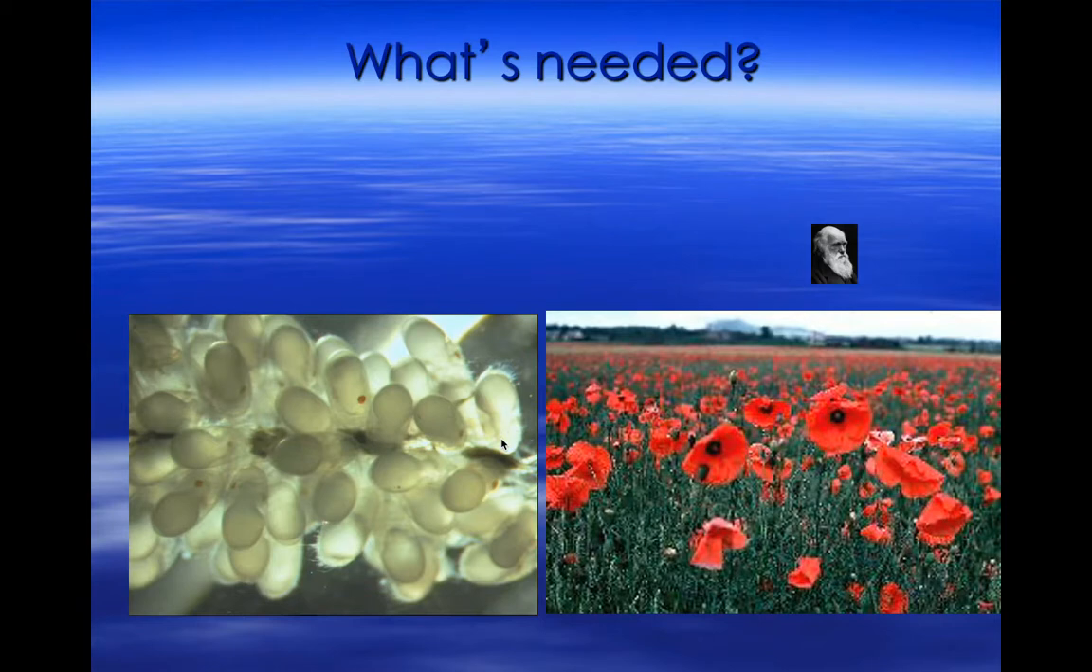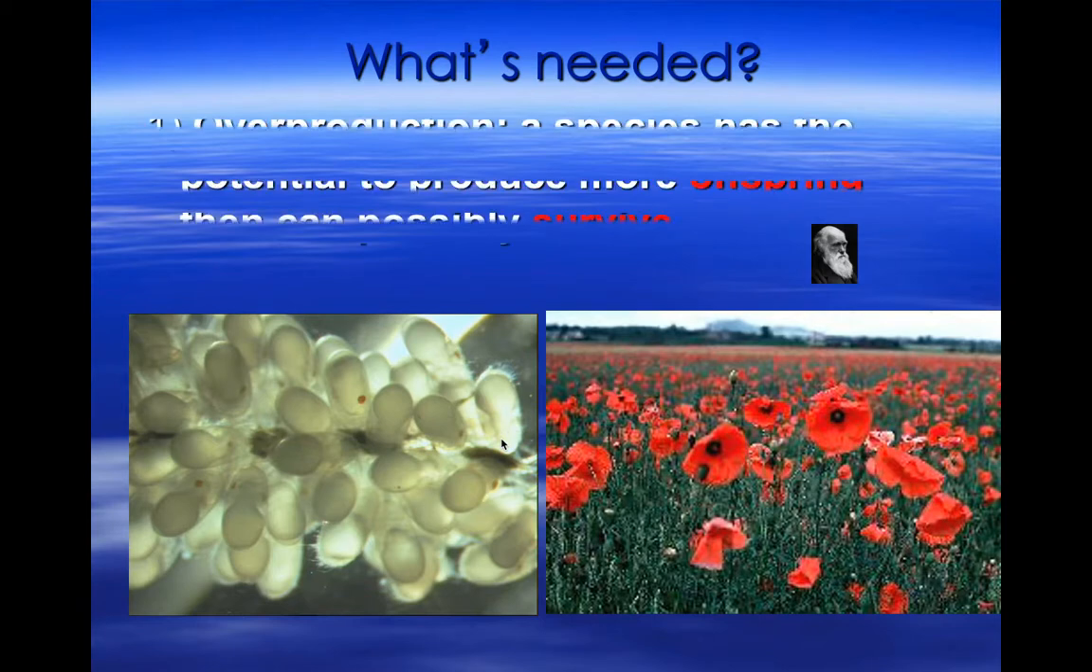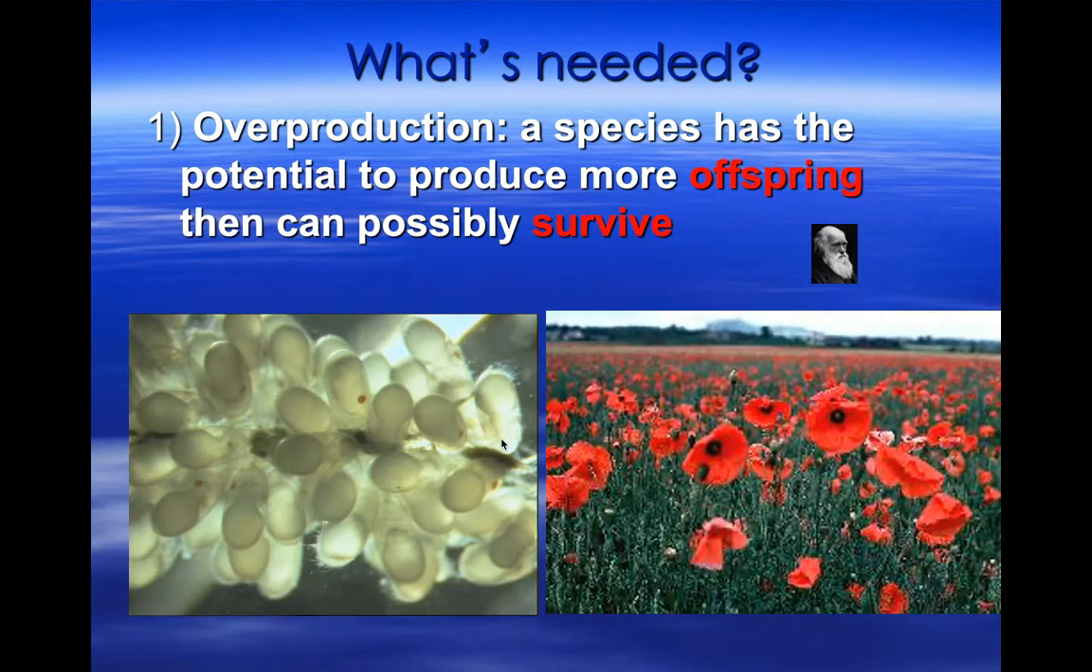So natural selection, in order for it to happen, you need a few conditions. And one of the conditions is known as overproduction. And just like the word suggests, over meaning more and production meaning to produce, it means that a species has the potential to produce more offspring than can possibly survive.